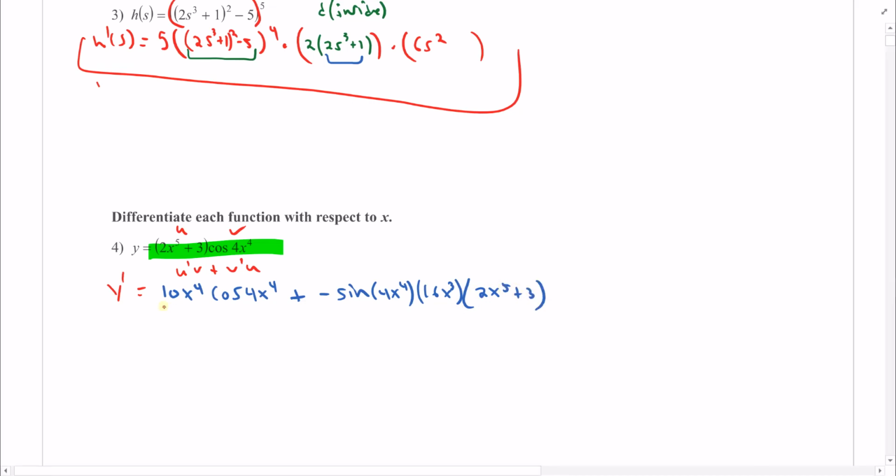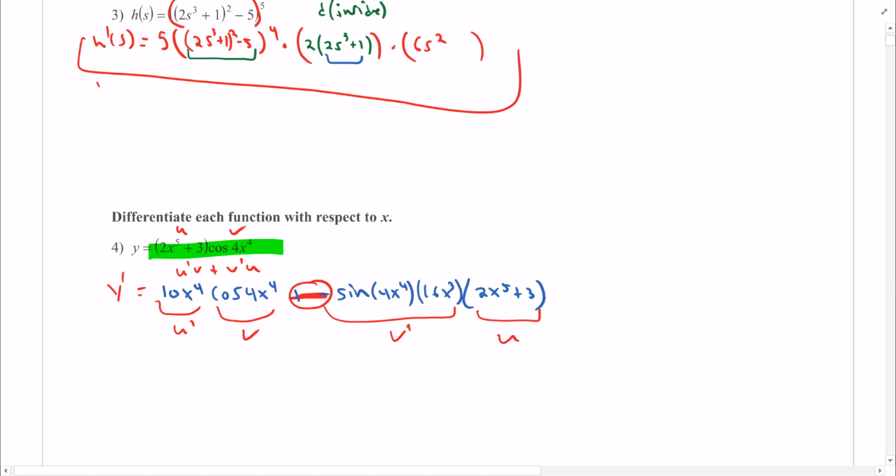Right? What is this? This is u prime. This is v. This is v prime. And that's u. And to clean it up, you could change this symbol just to a big minus sign, right? Just change it to a big minus.